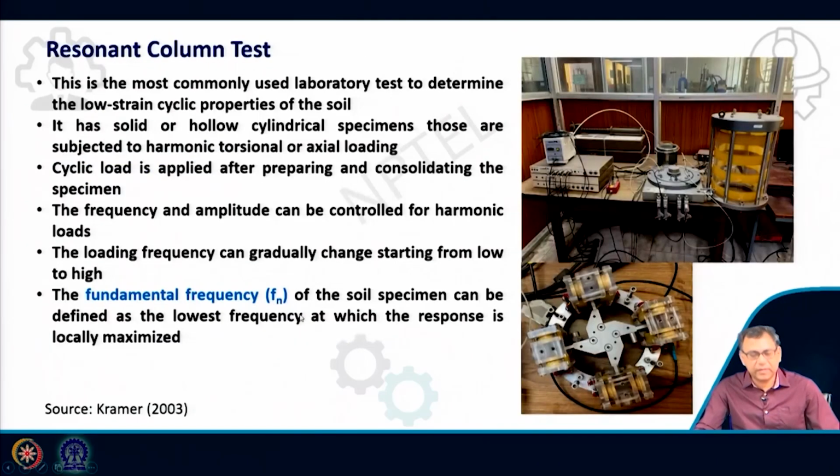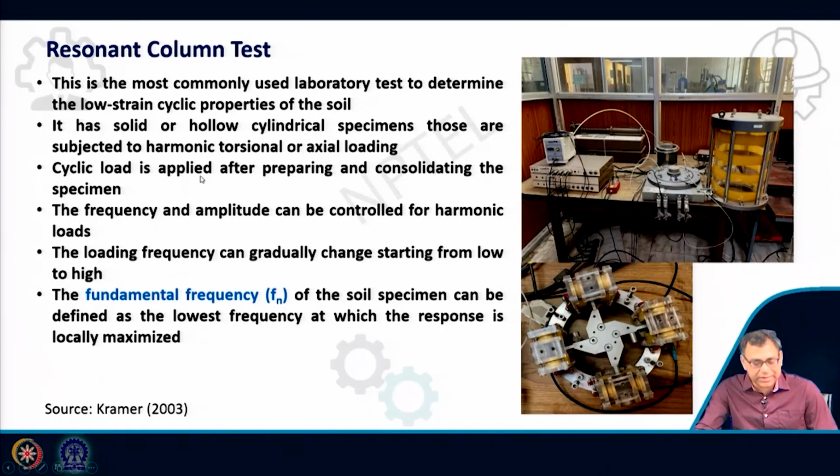First, what is the resonant column test? This is the most commonly used laboratory test to determine the low strain cyclic properties of the soil. It has a solid or hollow cylinder specimen, here you can see a hollow cylinder specimen, subjected to harmonic torsional or axial loading. So, it is subjected to either axial loading or torsional loading.